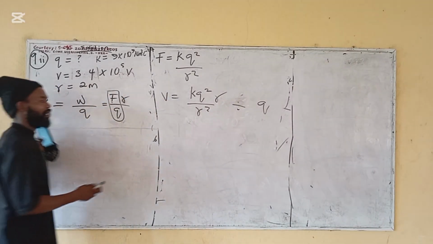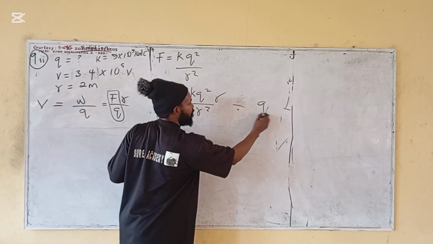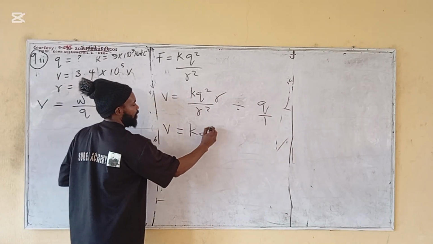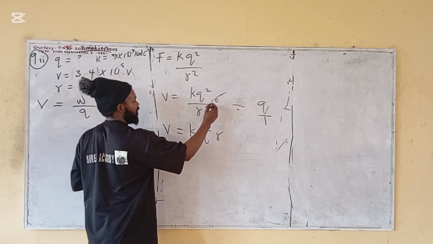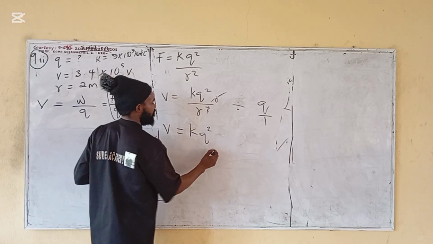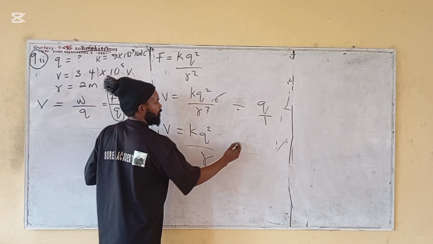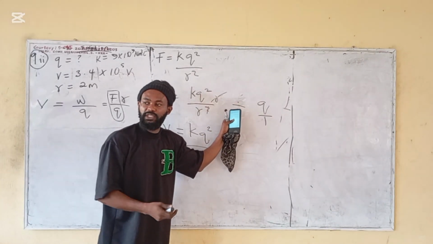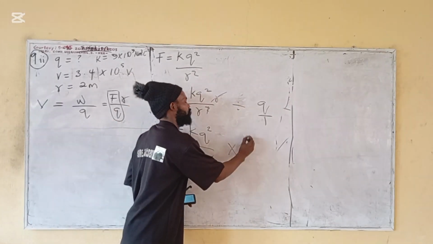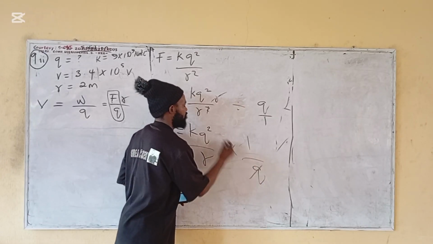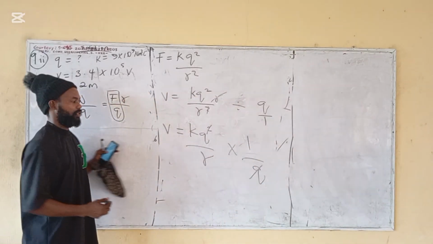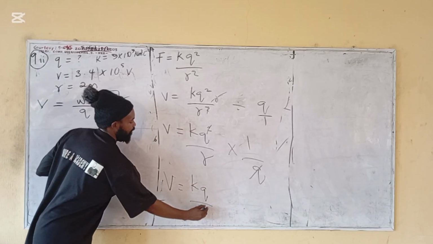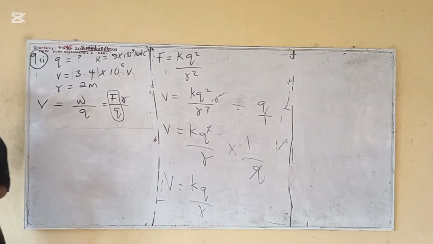So that I can now introduce the reciprocal law. The reciprocal law says that if I have division, I introduce multiplication, now it's 1 over Q. This can cancel this, so that I have over R. So that V is equal to KQ over R. It's important to note this.